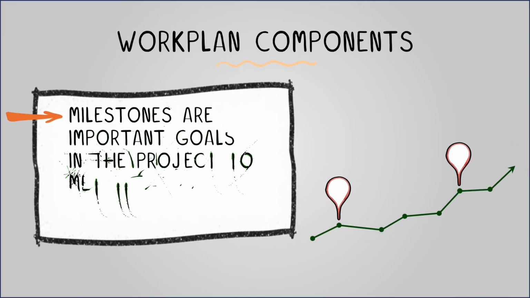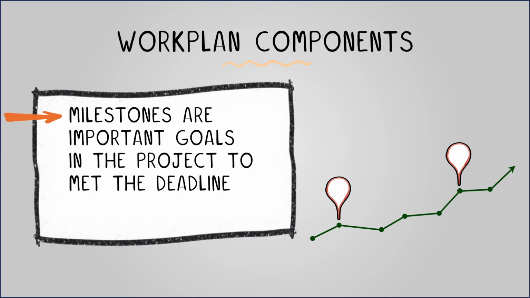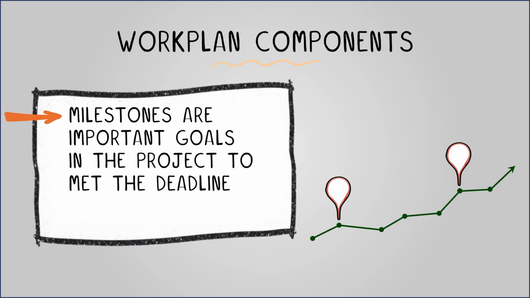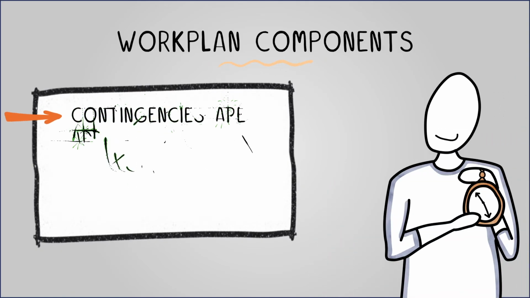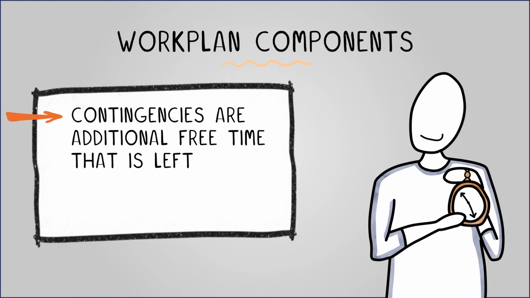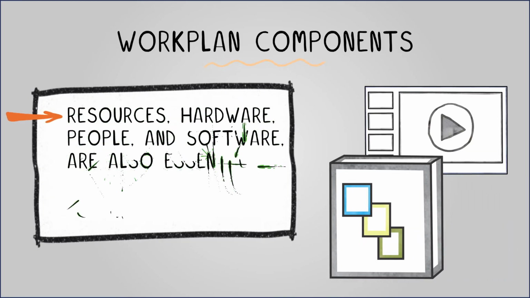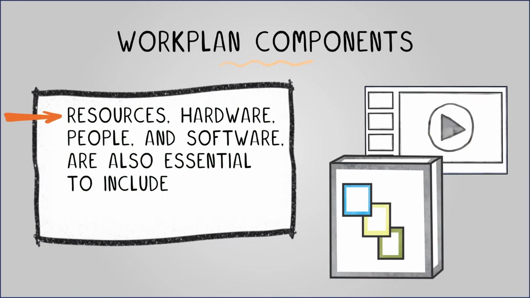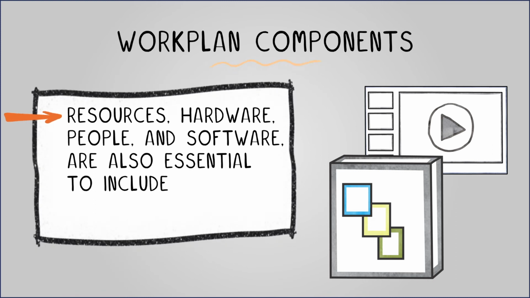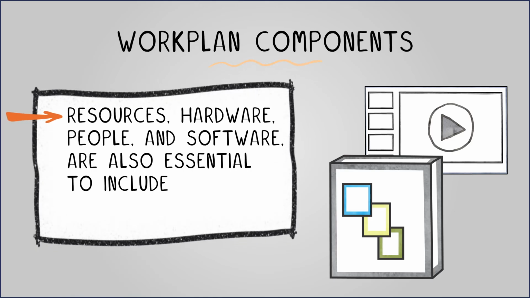Milestones are specific goals in the project that are important in ensuring the project deadline is met. These act as a review point within the project where progress is checked, and actions are put in place if necessary. Contingencies are additional free time that is left so that if something takes longer than expected, the deadline can still be met. And resources, such as hardware, people, and software, are also essential components to include in a work plan. These ensure that all necessary resources are available and not scheduled to multiple activities at the same time, causing conflicts.